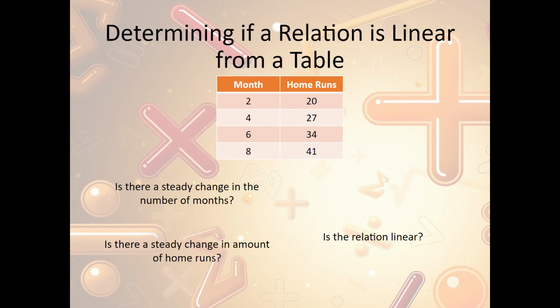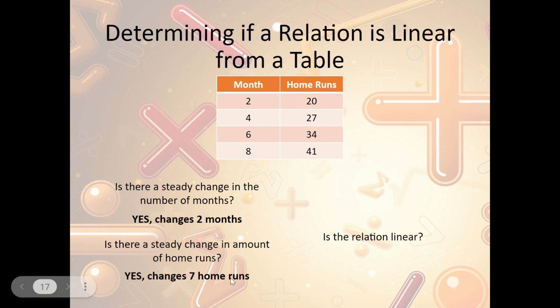Let's look at another example. So we have our months here. And we can see that they are adding by 2 each time. So therefore, yes, there is a consistent change. In this case, we're adding by 7 and then 7 again and 7 again. So yes, there is a steady change and it changes by 7 home runs.